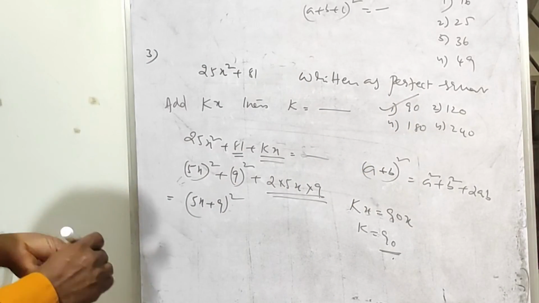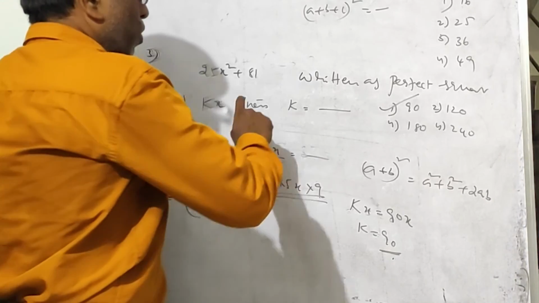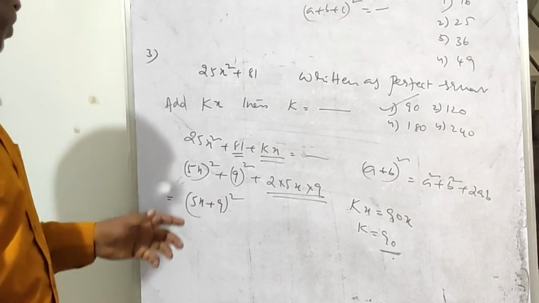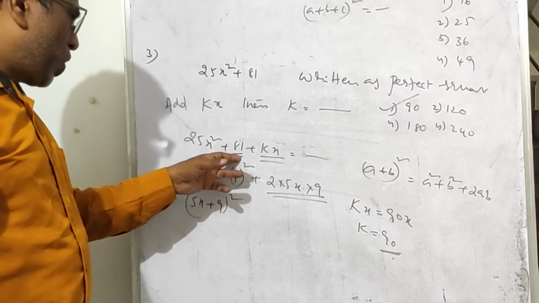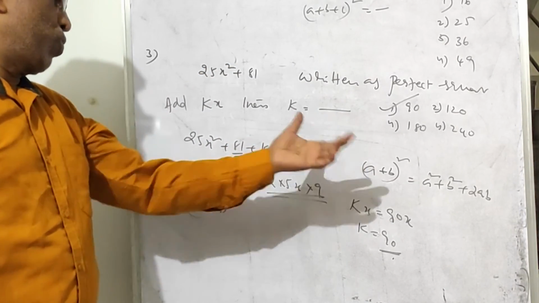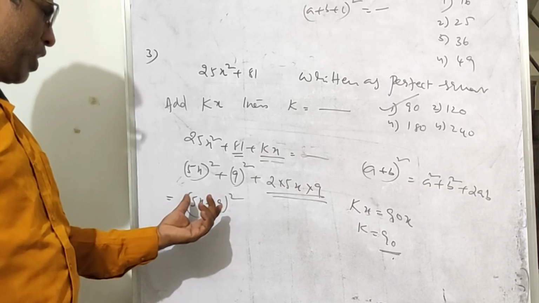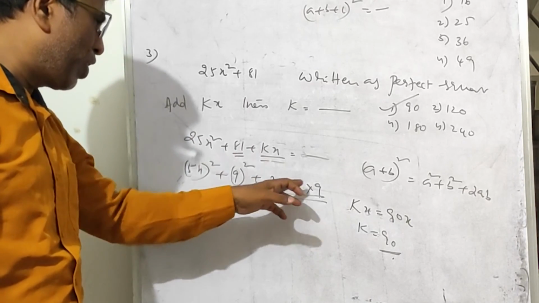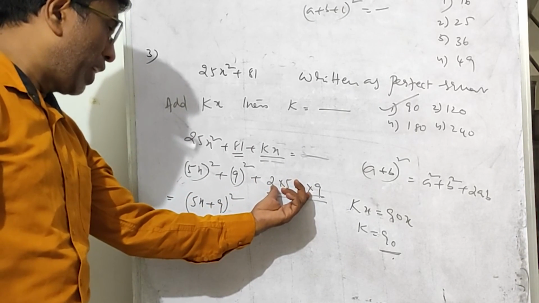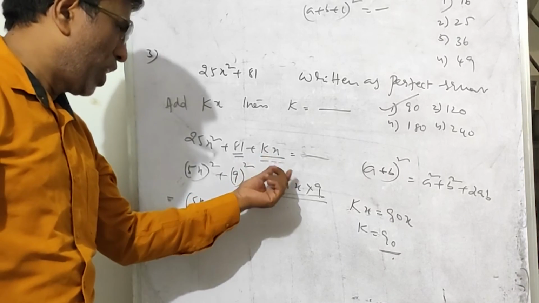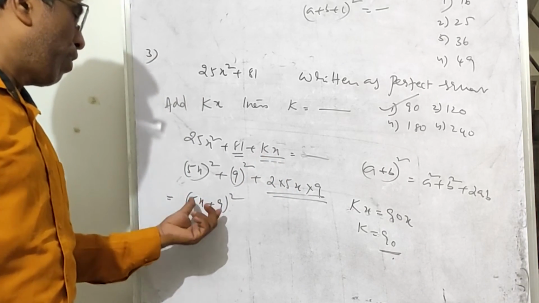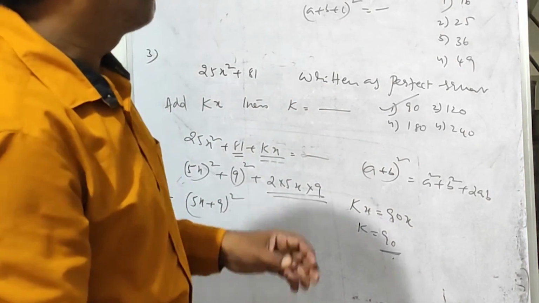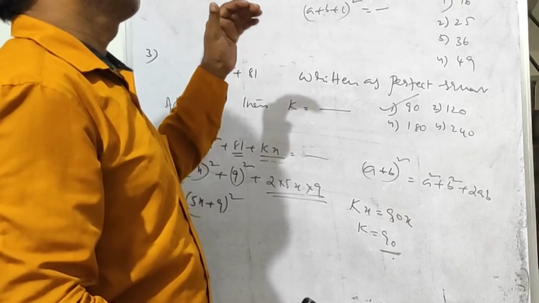Let me explain this question again. 25x square plus 81, written as a perfect square, add kx, then k equals what. That is the question. a square plus b square plus kx equals a perfect square. This is a square plus b square plus 2ab, 2 into 5x into 9, which is 90x. 90x is kx, so k equals 90. This must be (5x plus 9) whole square. So in this video we discussed these problems and one formula.